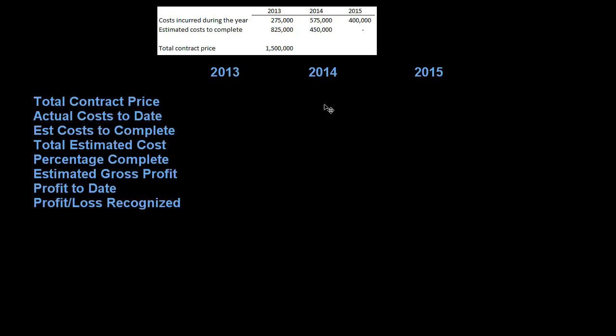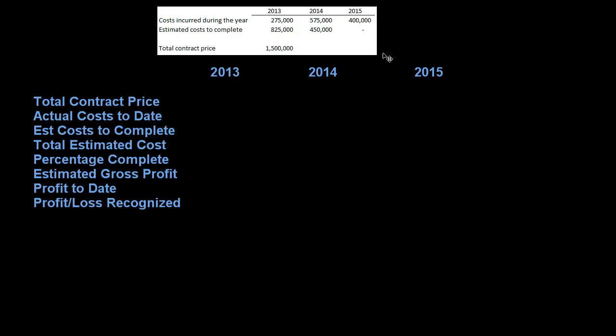So if we can look at the total estimated cost on the job and we can look at the costs that are incurred each year, we can figure out what percentage of the job has been completed, which is why we call it the percentage of completion method. We can look at those costs and get a pretty good estimate of how much of the job is finished and therefore how much of the revenue has been earned.